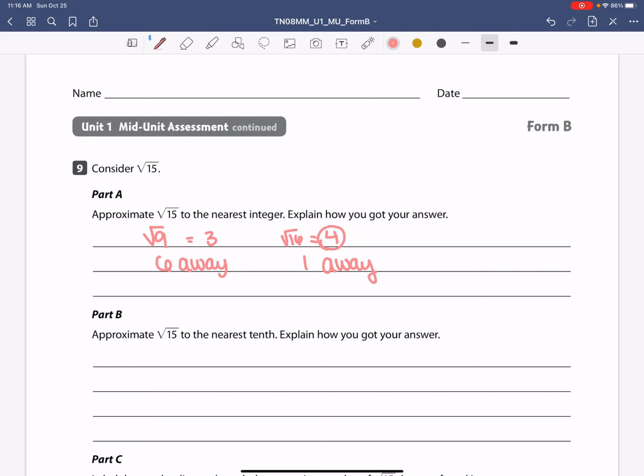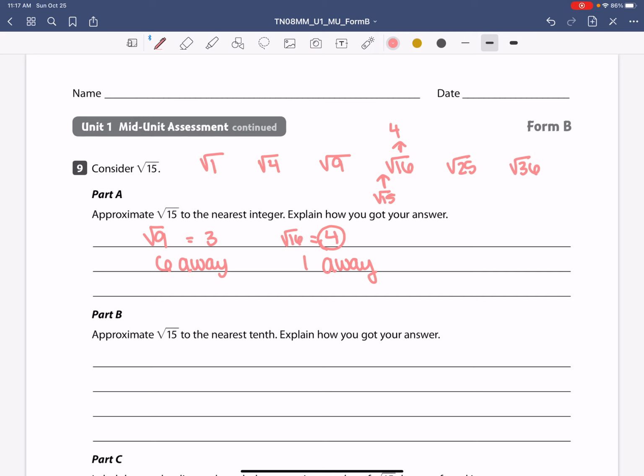And all you have to do to figure this out is find the perfect squares right above and right below the number you're trying to approximate. So you have your perfect squares: square root of 1, square root of 4, square root of 9, 16, 25, 36, and so on and so forth. And your square root of 15 lies about here. So that's way closer to the square root of 16, which is equal to 4.